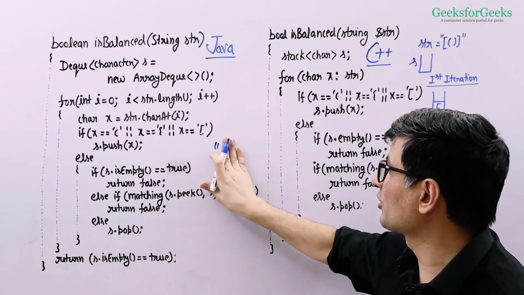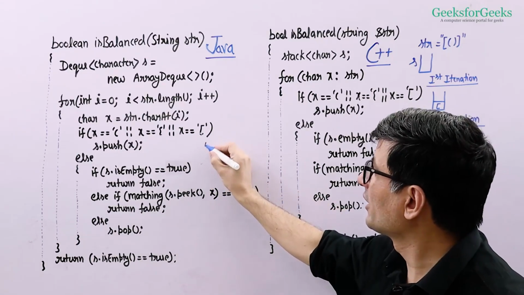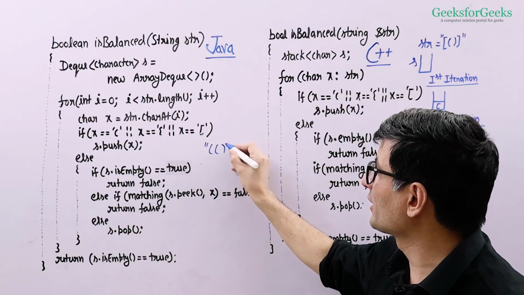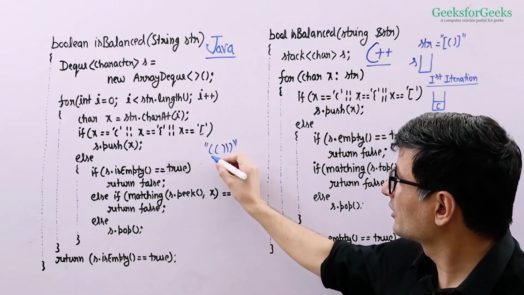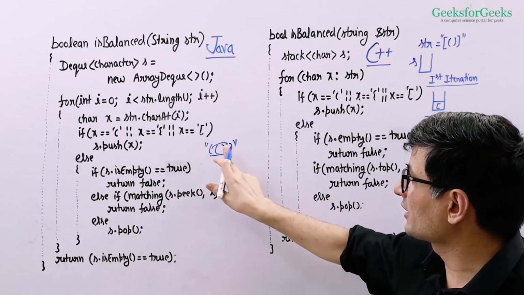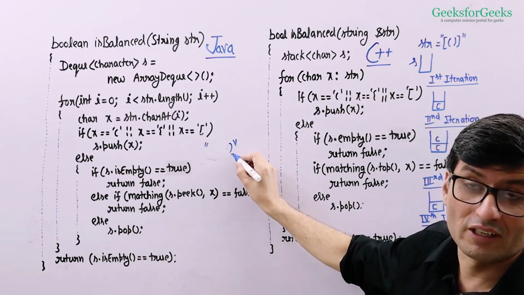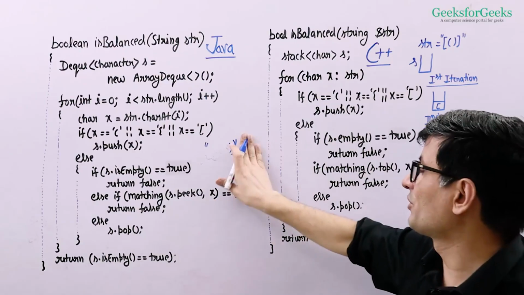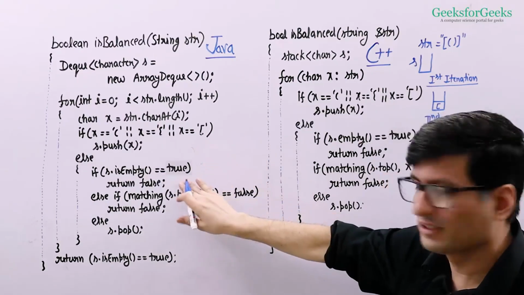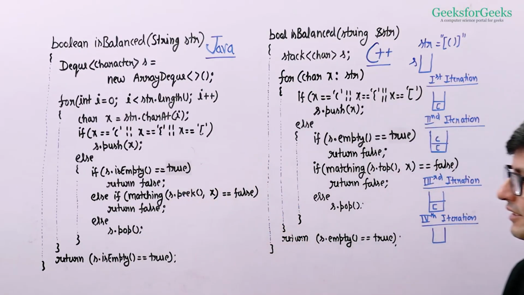This handles this case, or handles other cases also, like if you have two opening brackets and then say three closing brackets. So these two will cause a pop, then the stack will become empty, and then you have to process this last character, right? So for that also we need this thing to be handled. So we handle that case here.